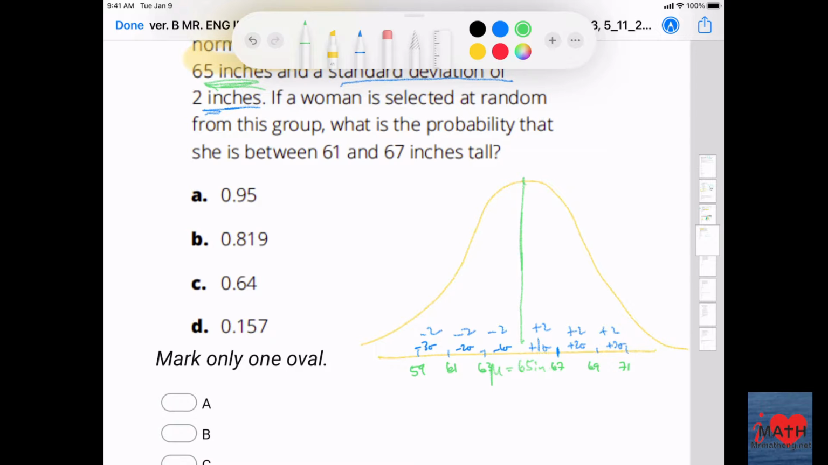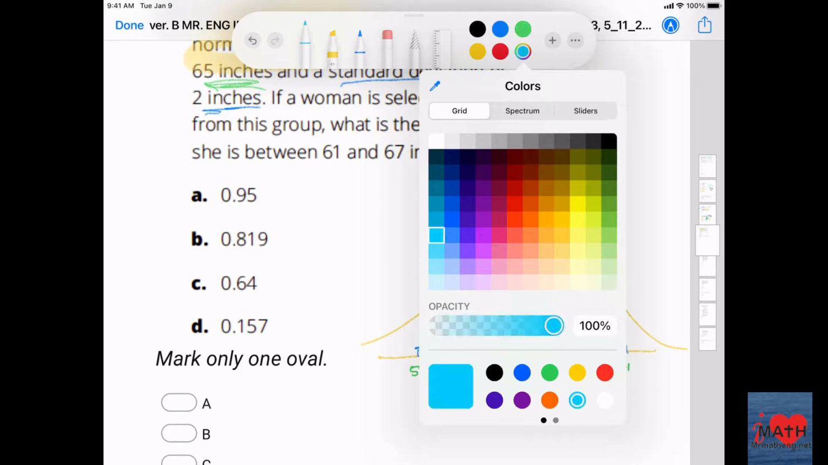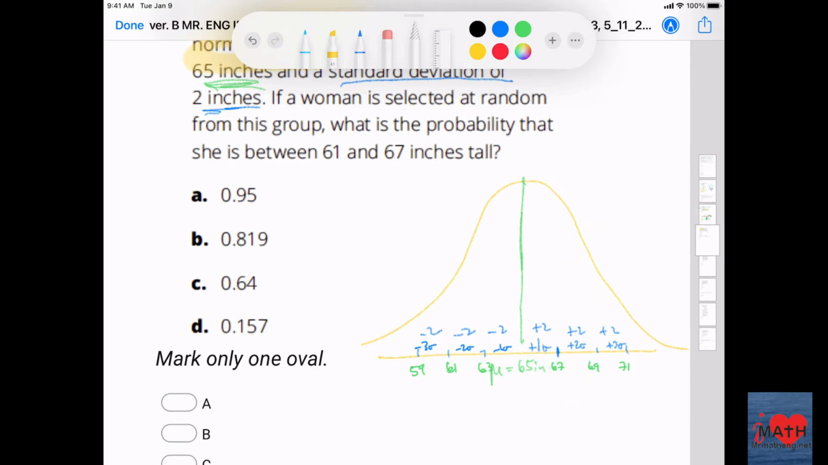Okay, so they want us to calculate the probability. Remember, probability is just another word for percent under the curve. And we're starting at 61, so here's 61 to 67. Okay, you could do two things. I'm going to show you by hand, and then I'll show you by technology.